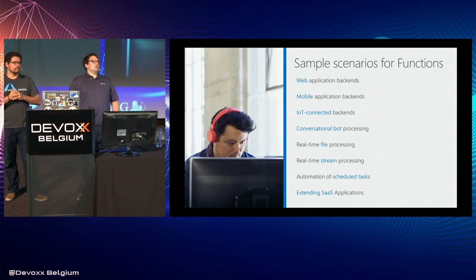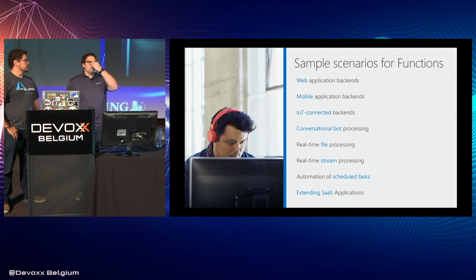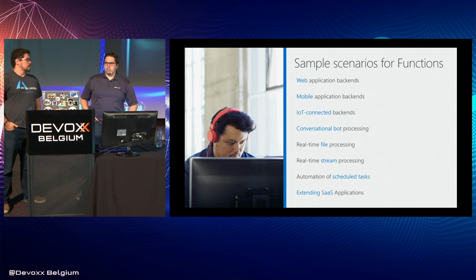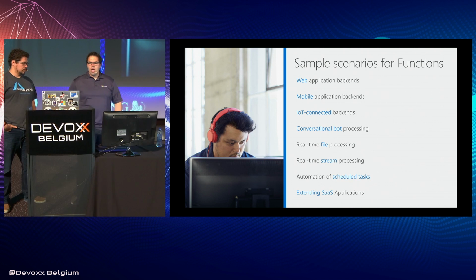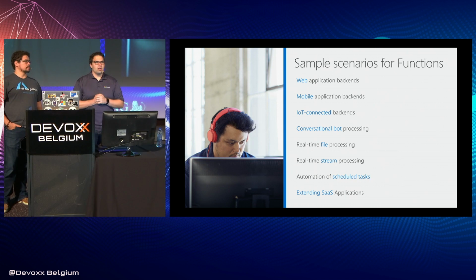So, a few sample scenarios. These are the most common use cases that we see people using functions for, and I'll give a few examples as well. Web application backends or mobile app backends. This is very similar to what Bruno showed, where you have something that's HTTP triggered, maybe being called on the backside of an API call.